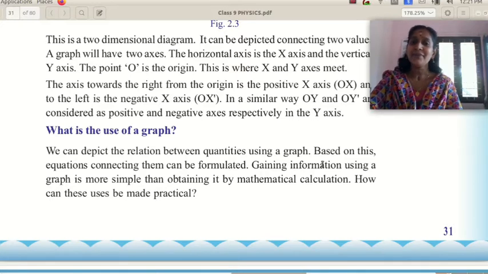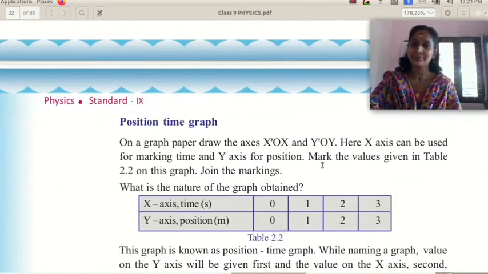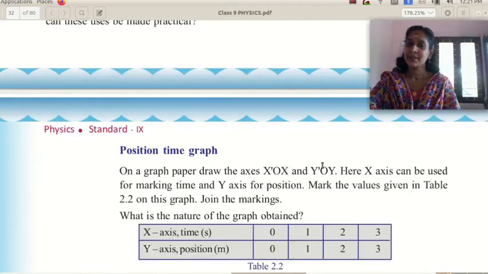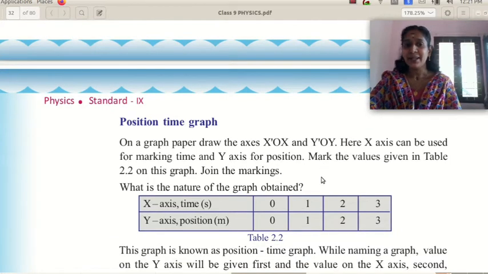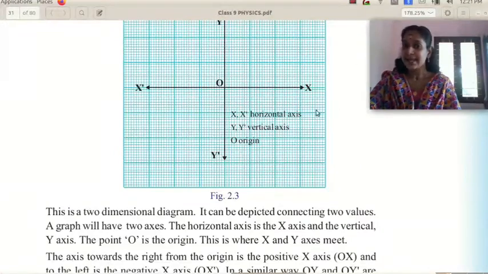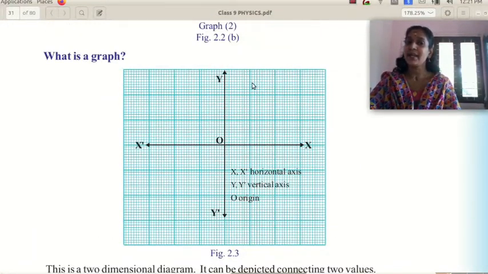How can we draw a graph? We are going to draw a position-time graph now. On a graph paper, we have to mark the x-axis like this and the y-axis like this, and there should be an origin. At the meeting point of these two axes, there should be an origin. You should mark it like this in your graph.